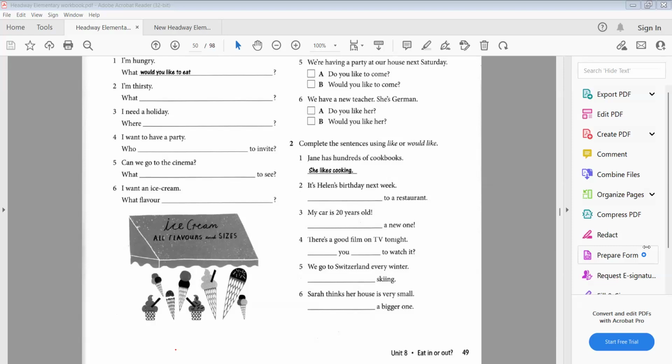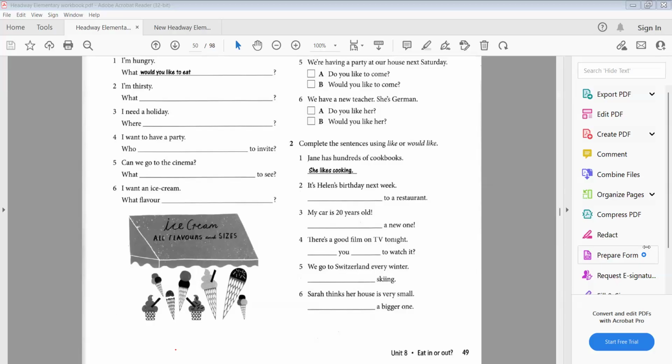But the issue is with it's Helen's birthday next week. So here we say she would like to go to a restaurant, because we're expressing her wish or her preference. It's not a complete statement that she likes to go to a restaurant. It's her birthday, so she wishes to go to a restaurant. If somebody comes to you and tells you, oh, it's your birthday today, what would you like to do? Your answer would be, I'd like to go somewhere.